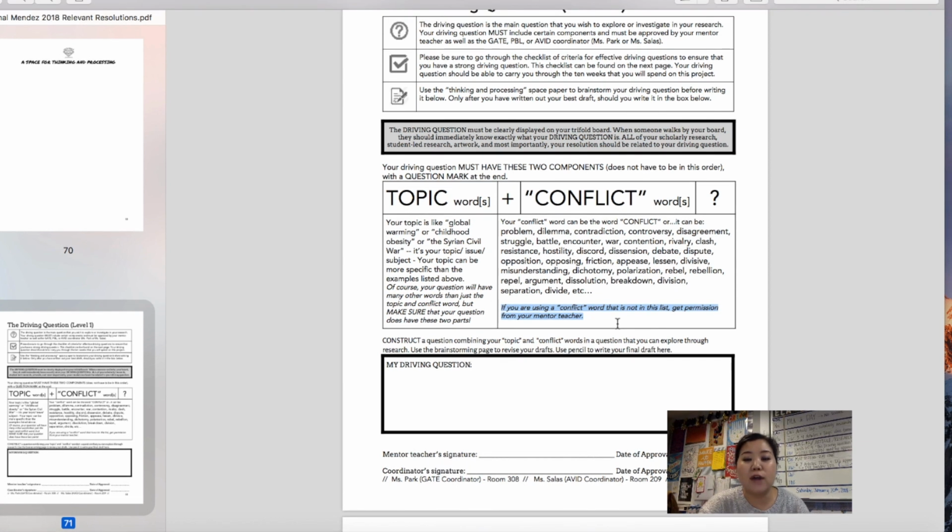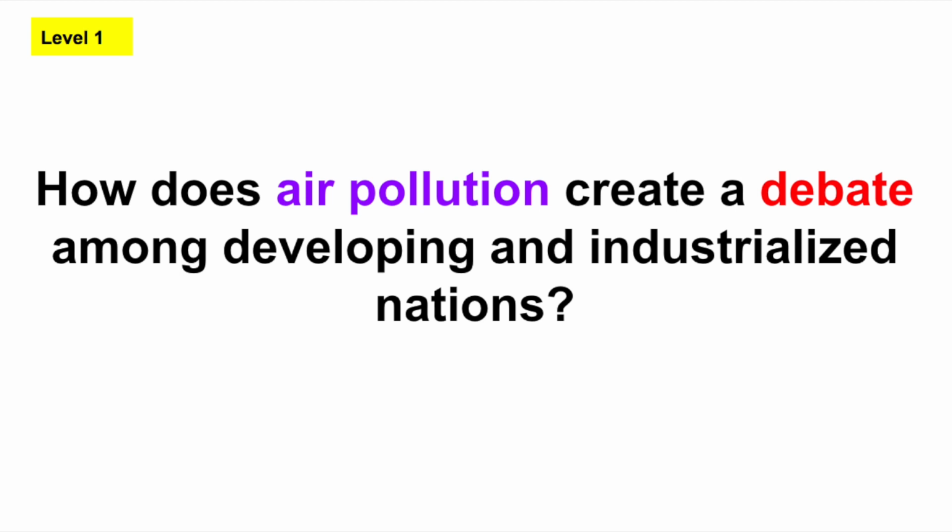So you're going to make sure you write your driving question. Here are some examples of driving questions. This is an example of a level 1 question. How does air pollution create a debate among developing and industrialized nations? So if you look at this question, it has the topic, which is air pollution, and it also has debate, which is a conflict word. Debate is in the box of conflict words that we have provided for you. So this is a perfect level 1 question because it incorporates both elements, the topic and the conflict word. And as you can see in the question, it's going to be about opposing sides.